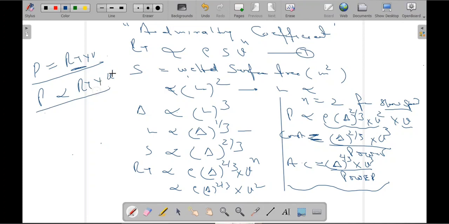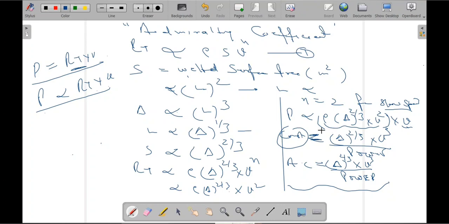क्योंकि ये टोटल रेजिस्टेंस पे डिपेंड करता है और स्पीड पे डिपेंड करता है. Therefore RT is proportional to this, therefore power will be proportional to RT into V. V squared was already there, so V squared into V becomes V cube, delta 2 by 3 is there, and power is below. And this rho I have taken across, and I am absorbing that in this constant.